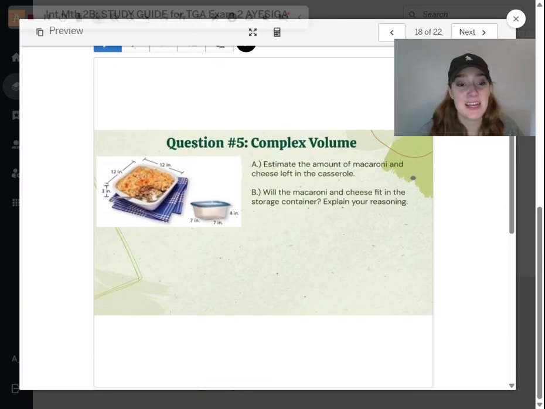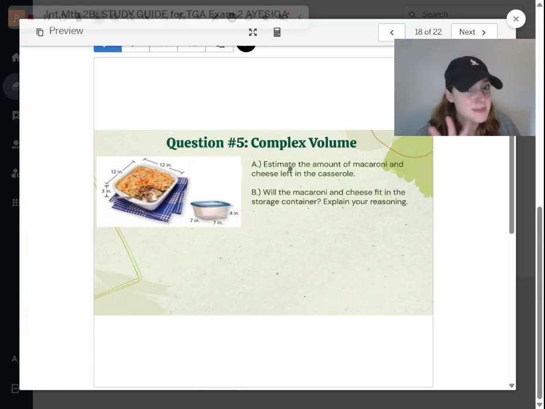But we're going to estimate the amount of macaroni and cheese that's left in the casserole dish. We're giving an estimate. So remember, estimate, it's an approximation. And then for part B, we're going to see if the remaining macaroni and cheese will fit in this container. So we're going to need that volume to then check, will it fit in this volume? So we're going to use A to then answer part B. So kind of making a plan of attack again.